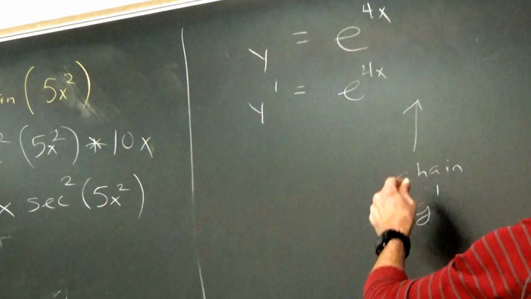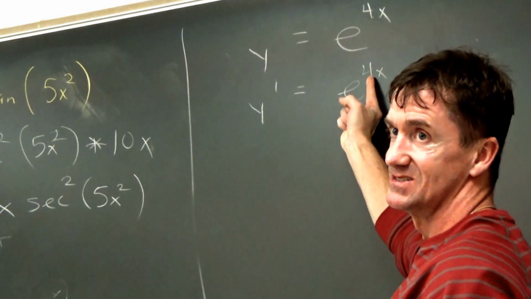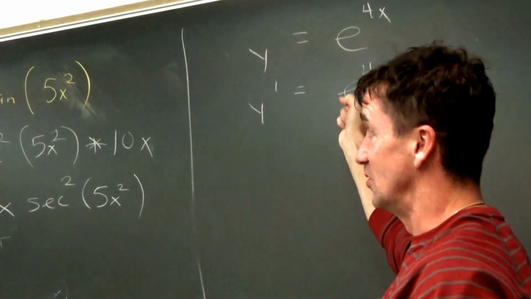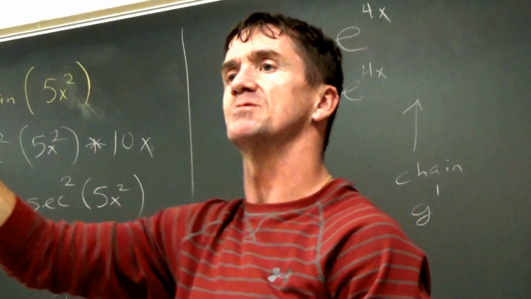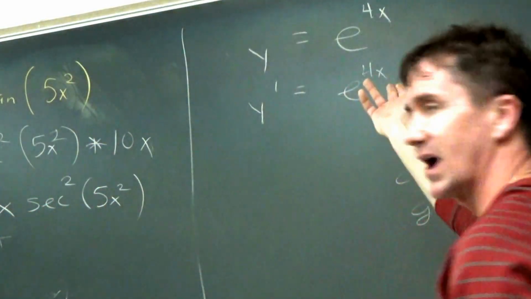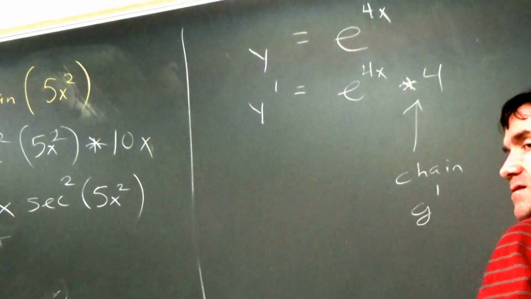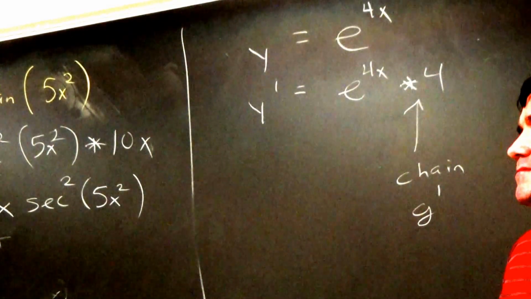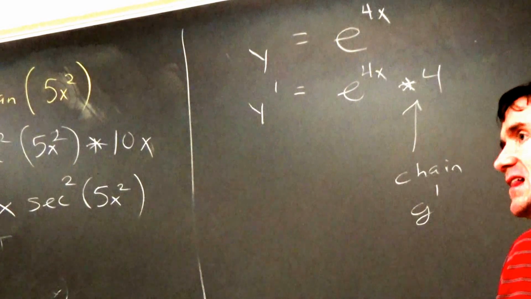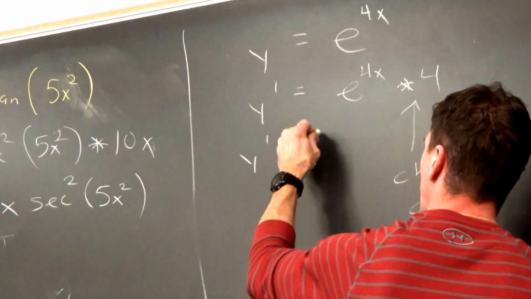What's the derivative of 4x by power rule? You saw it earlier. We had a 10x. Was it 4 or 5x? The derivative of 4x is just a 4. You're done. Although, what's a good way to write that? 4 e to the 4x, right? It definitely looks better. 4 e to the 4x.